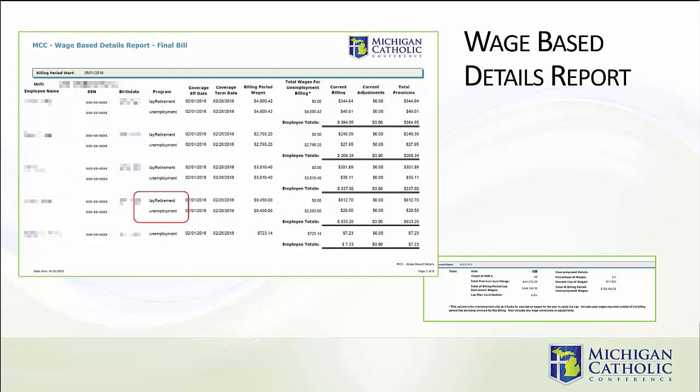followed by the plan details, coverage dates, the employee's reported wages, the amounts of wages used to calculate his or her unemployment charge, with the current billing, current adjustments, and total premiums due listed next. The wage-based totals for that employee are shown here under Employee Totals, and at the end of this report is a summary which includes the number of participants listed and the total premium charged.